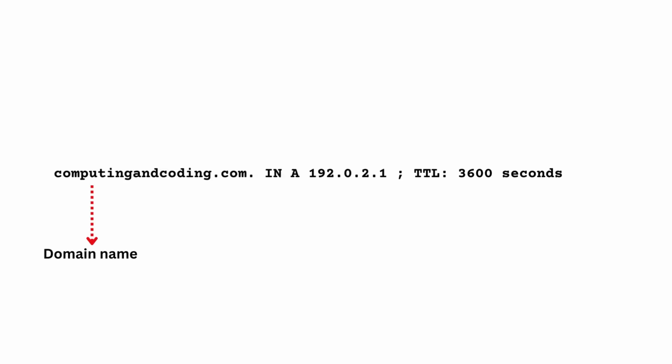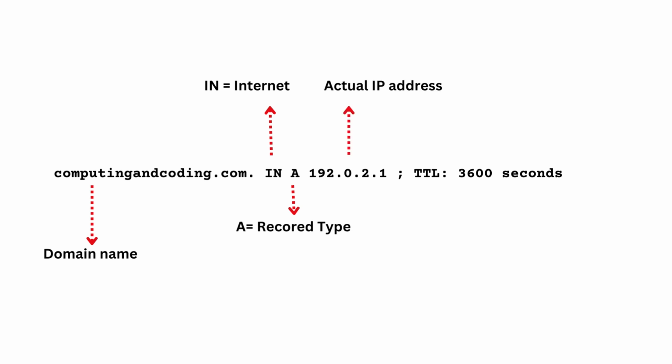First is the domain name, followed by the IN, which indicates the class of the DNS record, which is typically IN for the internet. Next is the record type, which is an address or A record mapping the domain name to an IPv4 address. The IP address is the value associated with the domain name in the A record. TTL provides additional information about the time to live value for the record. Remember that in actual usage, you should replace the IP address with the correct value for your domain, and the TTL value can be adjusted based on your specific requirements.